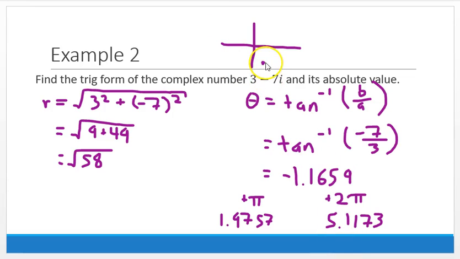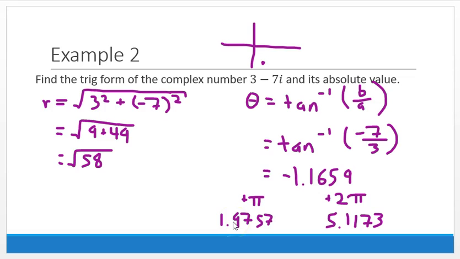Now in this case, you can see that I've drawn this graph up here to show where the location of 3 minus 7i would be, so that I recognize that I should be picking the angle that's in the fourth quadrant. So out of these two theta values, remember this number is the same as this number, it's just coterminal with it, we are going to want to use the 5.1173 value.